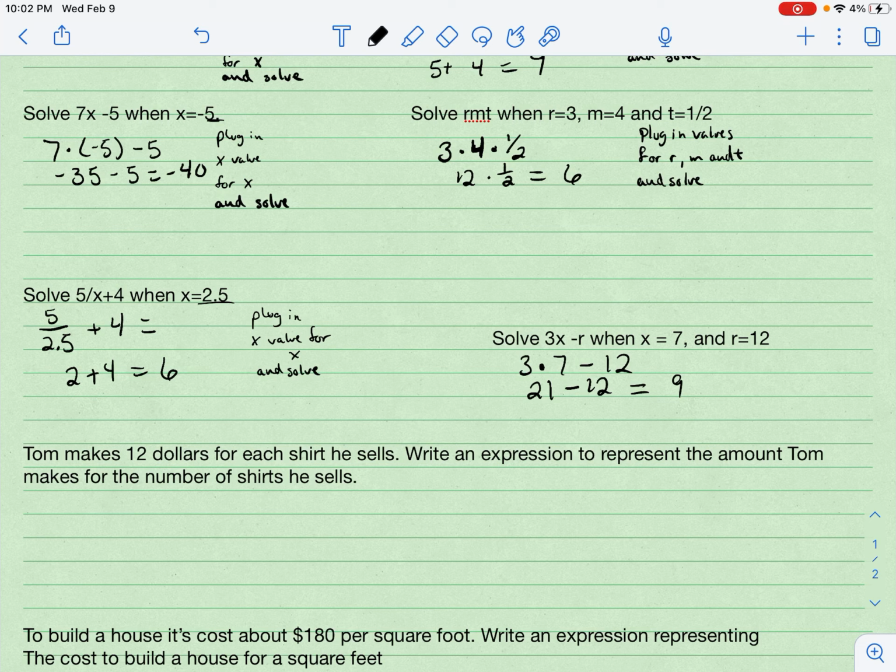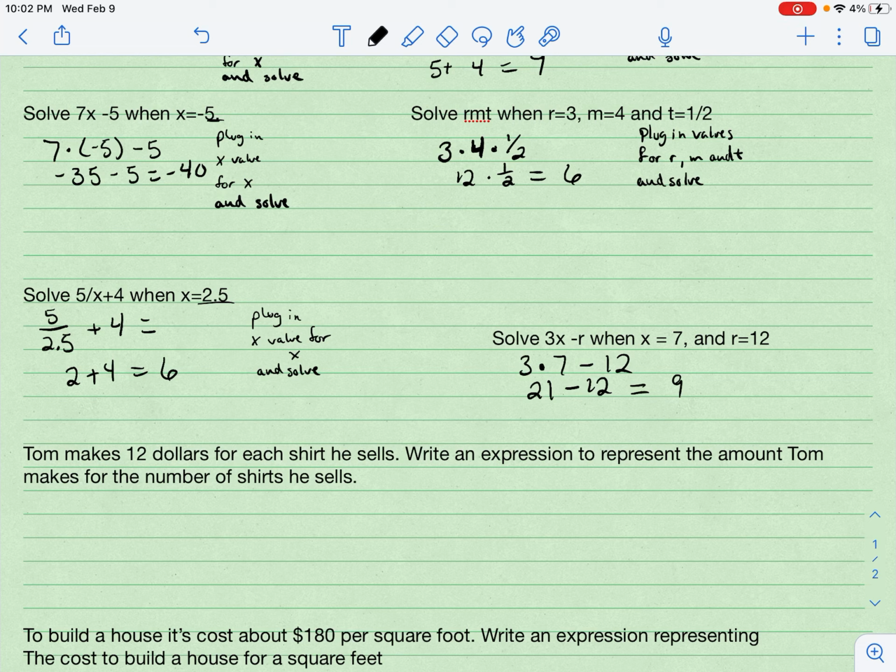Okay, and so where we want to go with this is now be able to come up with equations using these variables, and how that would represent a situation. So this first one, Tom makes $12 for each shirt he sells. Write an expression to represent the amount Tom makes for the number of shirts he sells.